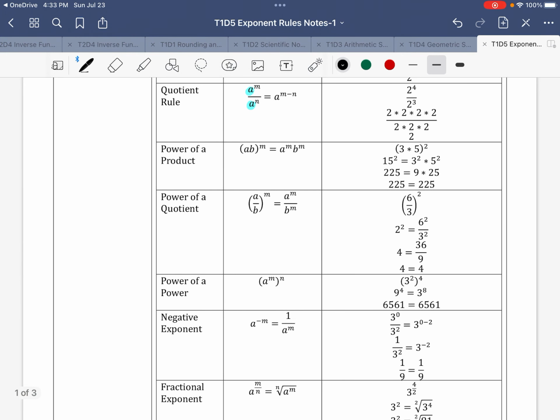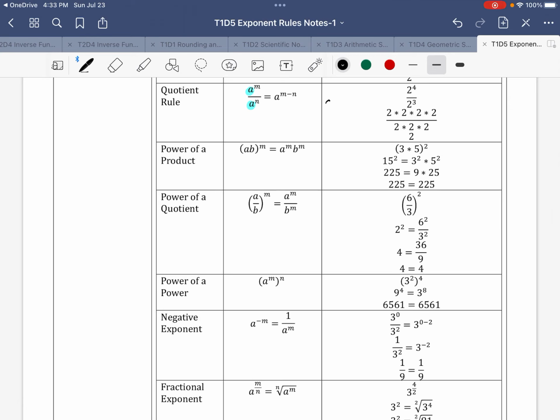Next is our quotient rule. We have a to the m over a to the n equals a to the m minus n. And again, it's very important to recognize that our base value a is the same number. The way that we can remember this is if we look at 2 to the 4th power over 2 to the 3rd power and break it up. So 2 to the 4th is equal to 2 times 2 times 2 times 2, and 2 to the 3rd power is equal to 2 times 2 times 2.